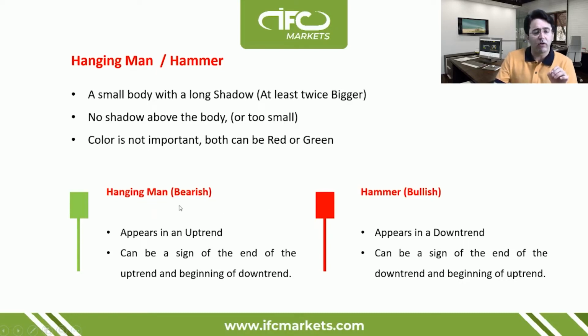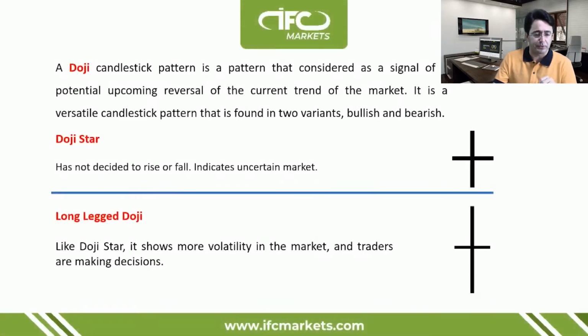The hanging man we call bearish. Why? Because it usually appears at the end of an uptrend, and it signals that the uptrend is going to end and it will be the beginning of a downtrend, and vice versa. The hammer is bullish and usually appears at the end of a downtrend, telling us that the downtrend is going to end and we are going to start an uptrend from there.